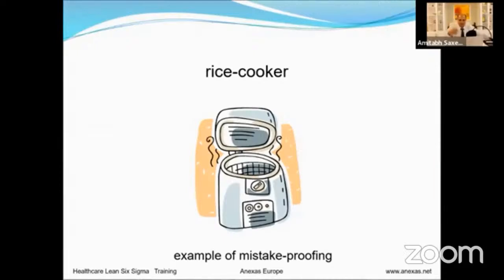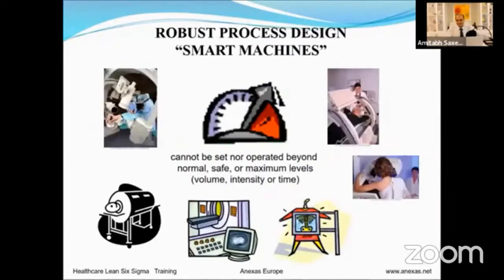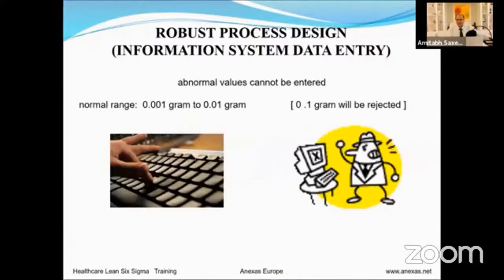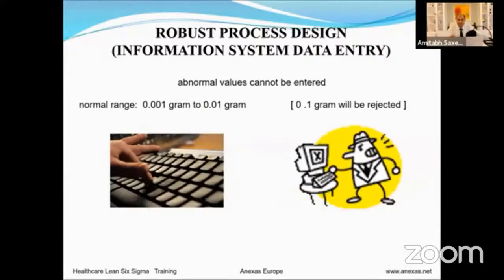For example, if I'm fool enough to put the rice, and usually it happens with me, I switch on the rice cooker and I forget about it, but it will automatically shut down. So it will not allow me to make any mistake here. Similarly, you can use this in healthcare in various places. I'll not go into so many details here, but some examples: abnormal values cannot be entered even if you want to enter. That is an example of Poka-Yoke.